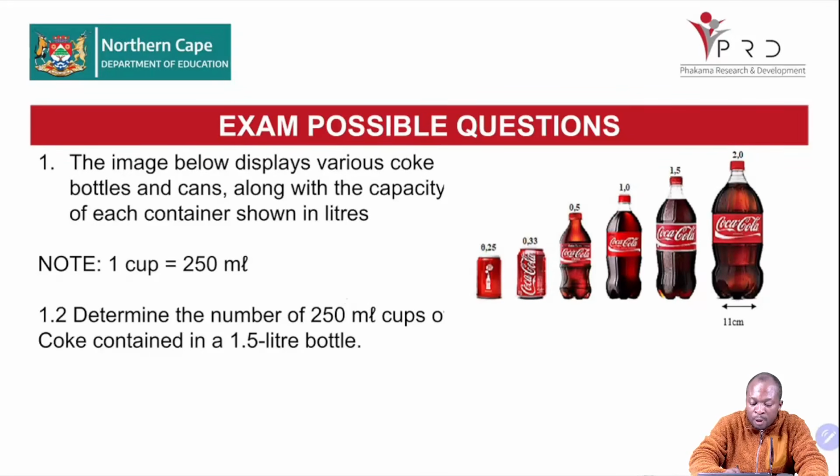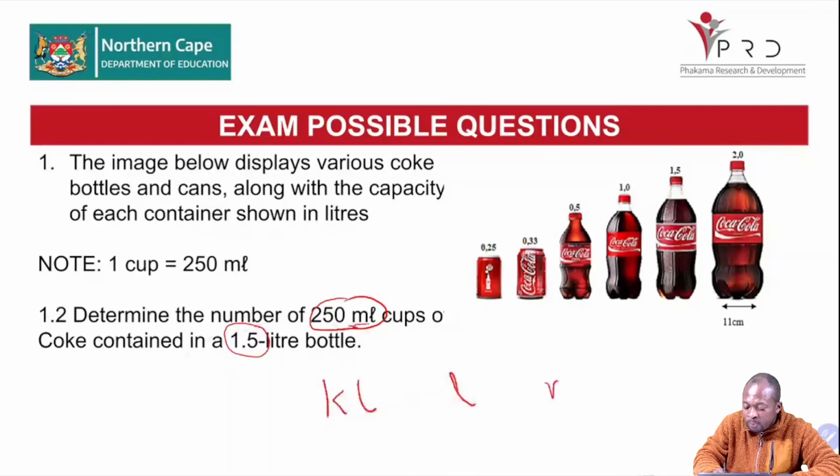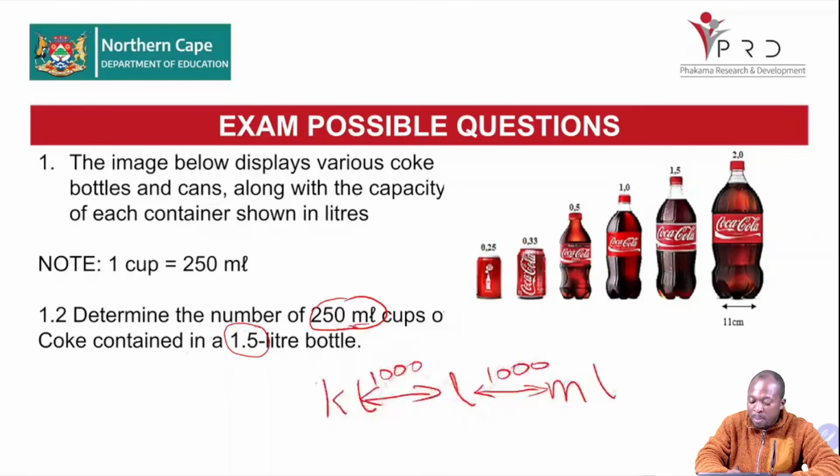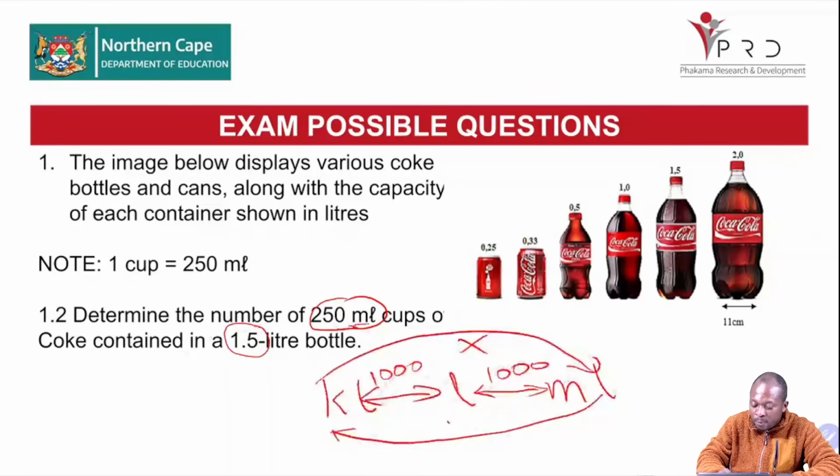Determine the number of 250 milliliter cups of Coke that is contained in what? 1.5 liter. So can you see here the unit is saying milliliters. Let me write it here again. Kiloliters, liters, milliliters. In between here, what is the value? 1,000. Good. Here, what is the value? Also 1,000. Remember again, going from left to right, we multiply. From right to left, we divide. So how do we work with this one?